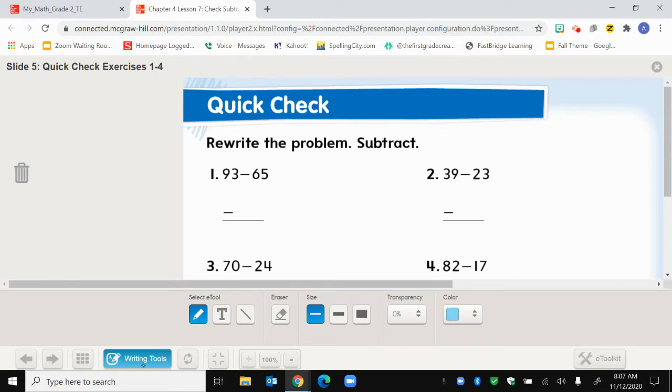So they give us the subtraction problem long ways, 93 minus 65. We want to turn it up and down, right? So I'm going to use black. Just going to go ahead and draw.